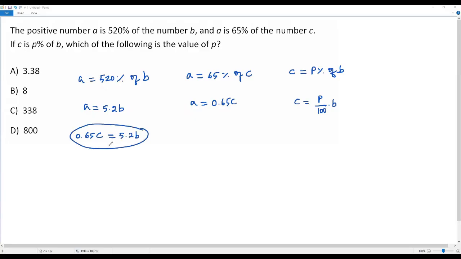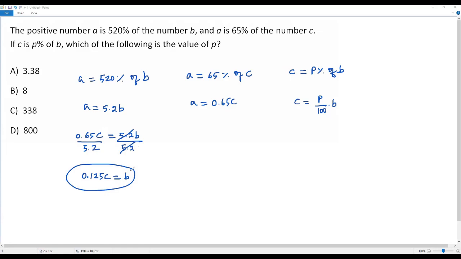Now let's solve for B in this equation. Let me divide both sides of the equation by 5.2. Here 5.2 and 5.2 will cancel out. When I divide 0.65 by 5.2, I am getting 0.125, and here we have C, or 0.125 times C equals B. Okay, here I have solved for B in terms of C. Now what we can do is plug in 0.125 C for B in the third equation. Then I am getting C equals P over 100 times 0.125 C.